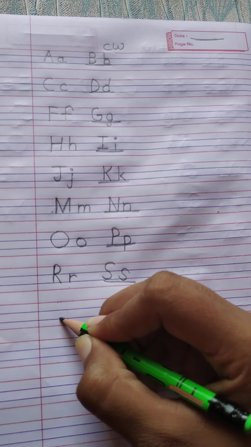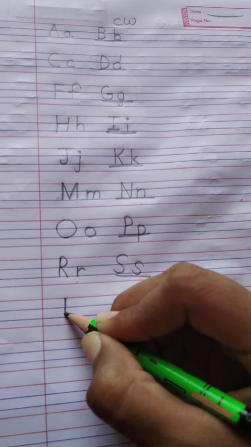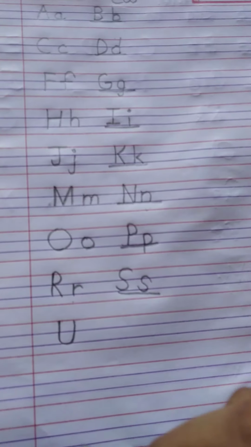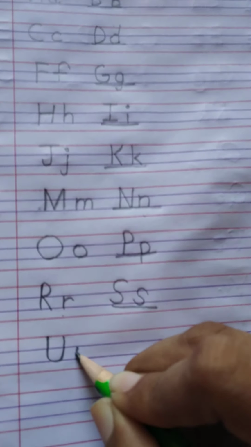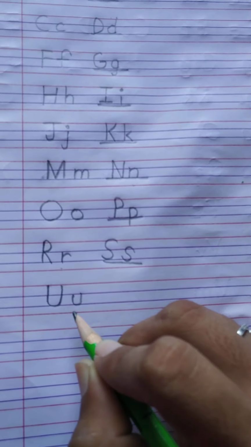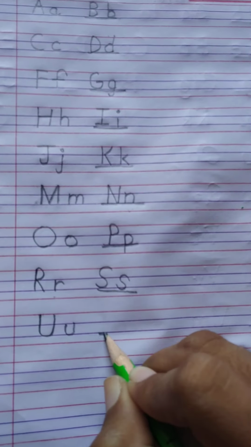Start from red line to blue line. Standing line, curve, standing line. This is capital U. Now small u. Standing line, curve, standing line. This is small u. After u, which letter, children?